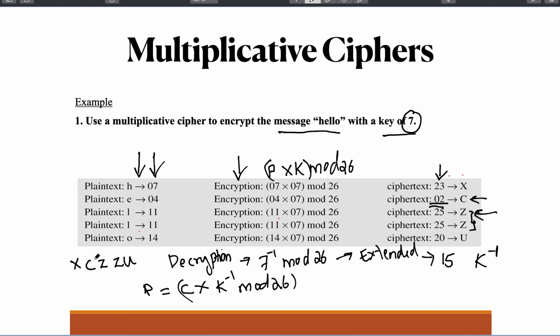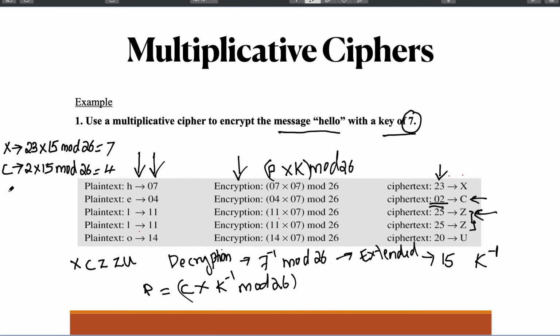Let's take for example the first letter, which is X. The ciphertext number corresponding to X is 23. So 23 multiplied by K inverse, which is 15, mod 26 will give you an answer of 7. Now for the next letter, C. The number corresponding to C is 2. 2 multiplied by K inverse, which is 15, mod 26. When you take it on a calculator, you will get 4.